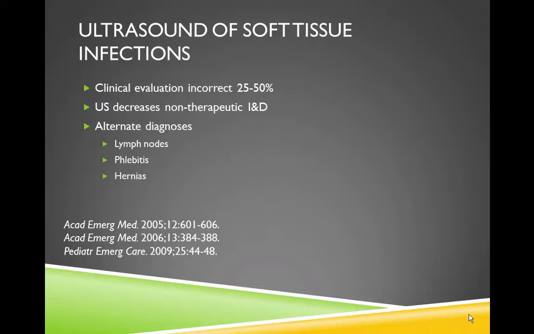But with ultrasound, we can decrease that rate of a non-therapeutic I&D. Actually, since I've started using ultrasound, I've never done a non-therapeutic I&D. Every time I cut, I get pus out now, which is nice. And once in a while, studies have shown you might find an alternate diagnosis. It might just be a big swollen lymph node or a thrombophlebitis or even maybe a hernia, depending on the location.